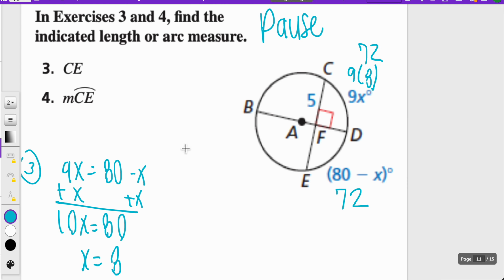So C to E, oops, I measured the arc, so we're doing technically number 4 here. C to E would be 144 degrees. CE is a chord, and if this is 5, that means my perpendicular bisector is making a congruent statement. CF is equal to FE, so together they make 10.